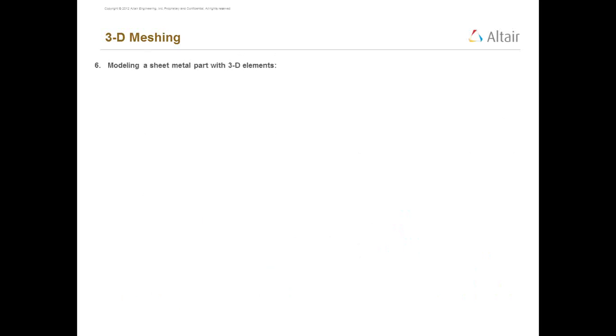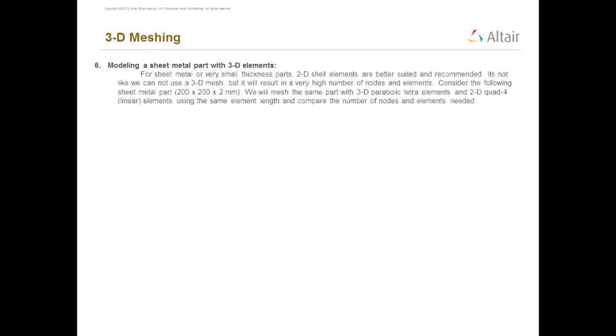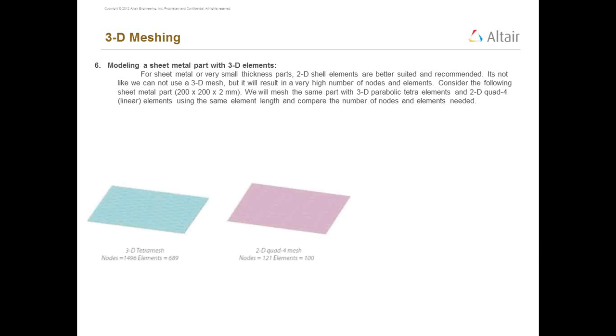Modeling a sheet metal part with 3D element. For sheet metal, a very small thickness part, 2D shell elements are better suited and recommended. It is not like we cannot use 3D mesh, but it will result in a very high number of nodes and elements. Considering the following sheet metal part, we will mesh the same part with 3D parabolic tetra element and 2D quad 4 linear element using the same element length and compare the number of nodes and elements needed.